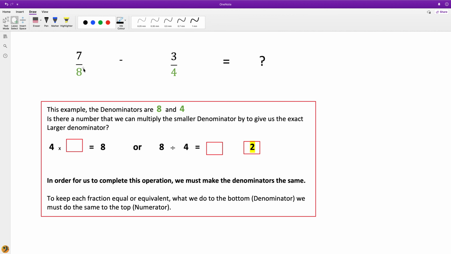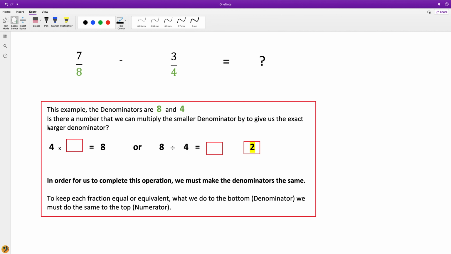Once again, first of all, we look at the denominators and ask, are they the same? We have 8 and 4. The short answer is no, the denominators are not the same. So we can't just go ahead and subtract the numerators yet. We first have to find a common denominator. In this example, our denominators are 8 and 4, which obviously are not common, they're not the same.